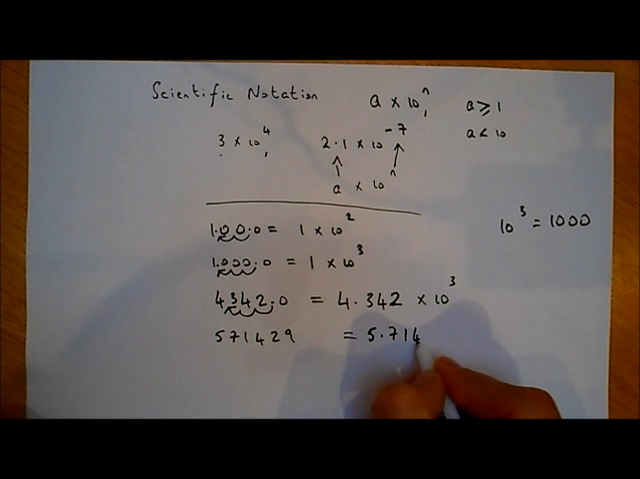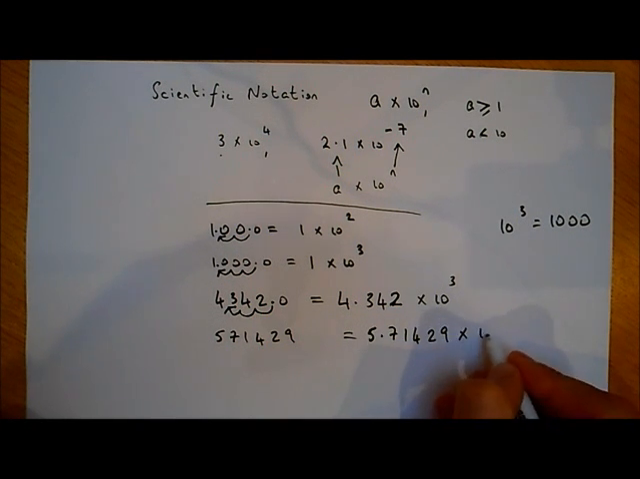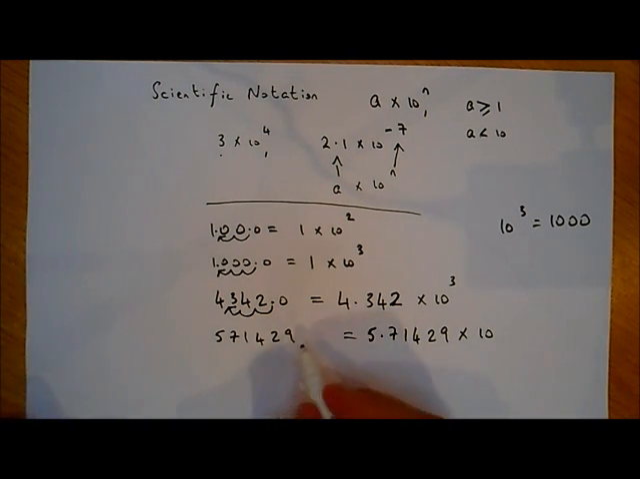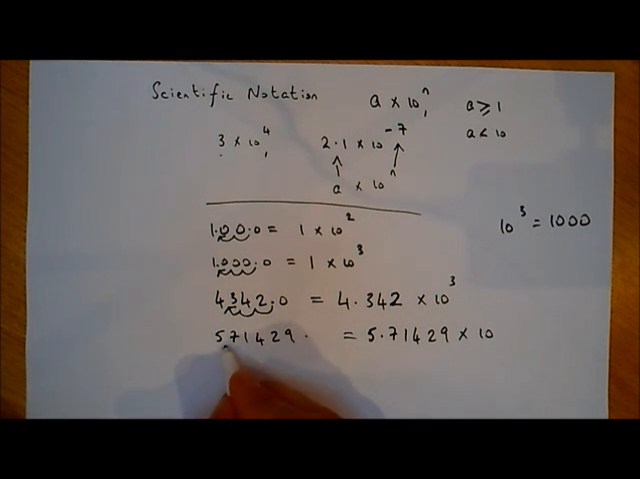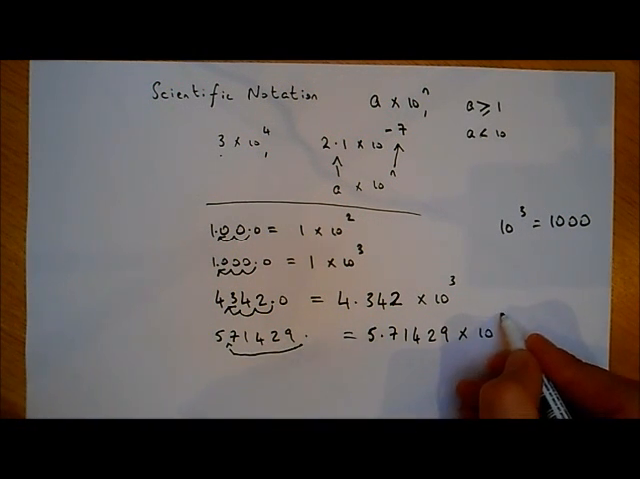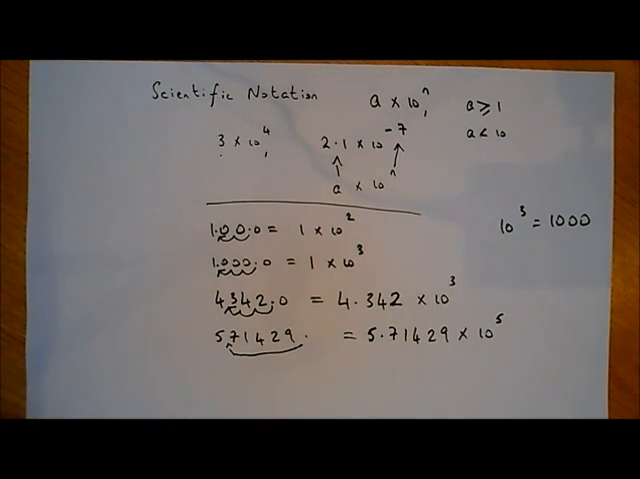So we get 5.71429 multiplied by 10 to the power of, and because at the moment in this number 571,429 the decimal point would be there, but we're moving the decimal point back 1, 2, 3, 4, 5 places back to here, so we get 5 point something, so it's 10 to the power of 5. Okay, so that's how we put big numbers like that into scientific notation. Scientific notation is usually used when you have really big numbers.